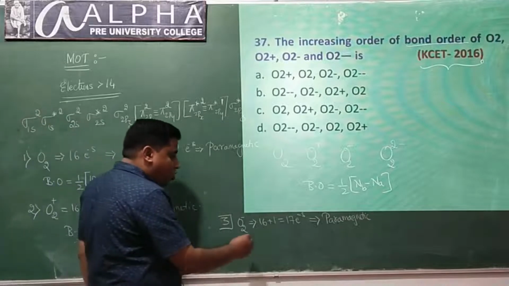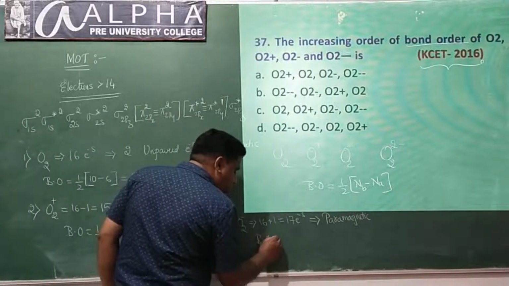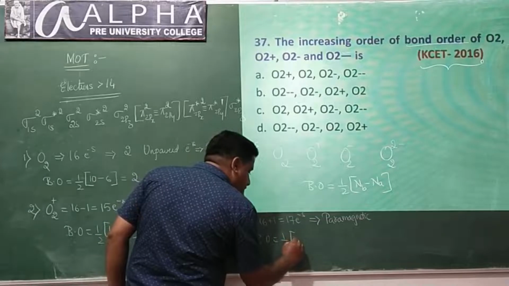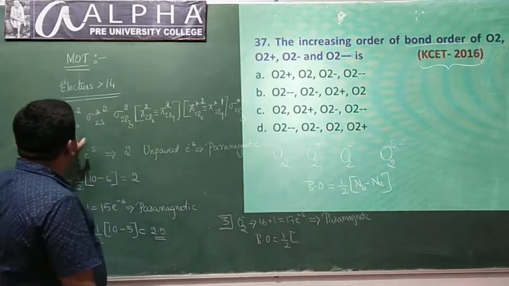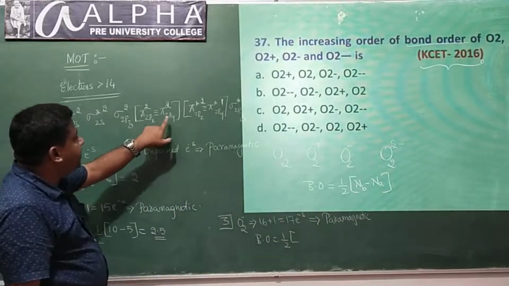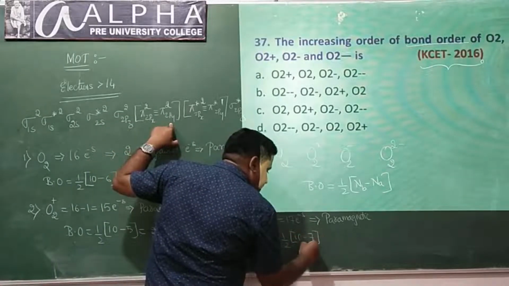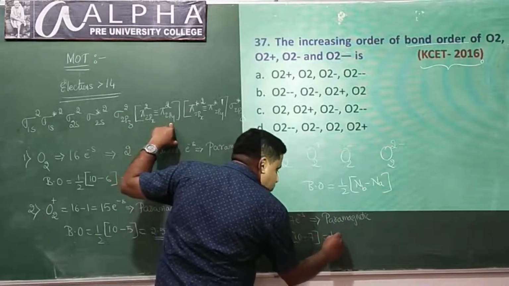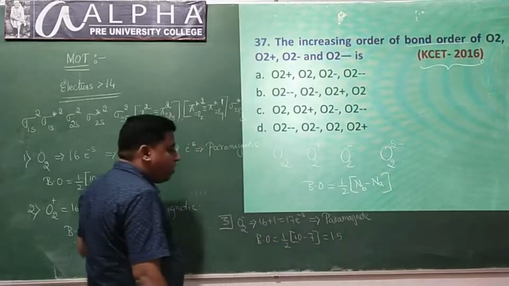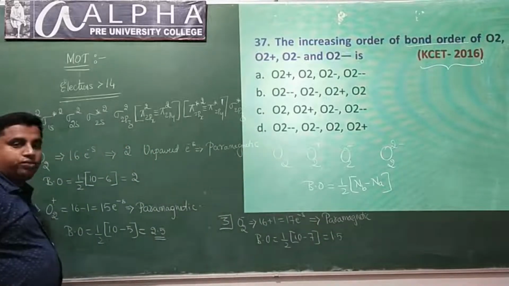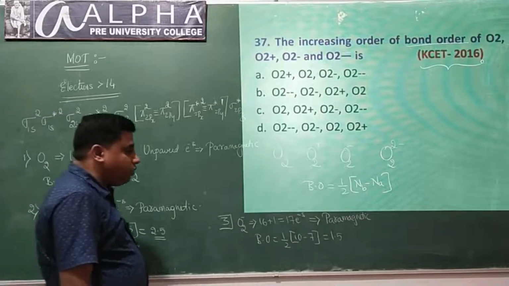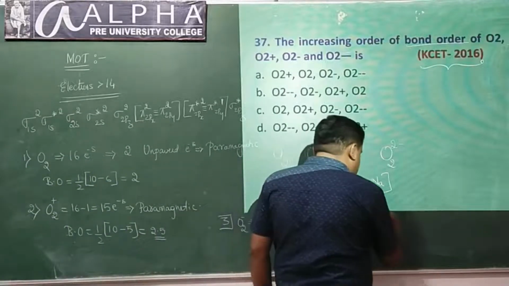Now calculate the bond order. Bond order is equal to half of the number of bonding electrons, 2, 4, 6, 8, 10. So 10, remaining is 7. So 10 minus 7 is 3. Half of 3 is 1.5. Okay, now last one. What is that last one?